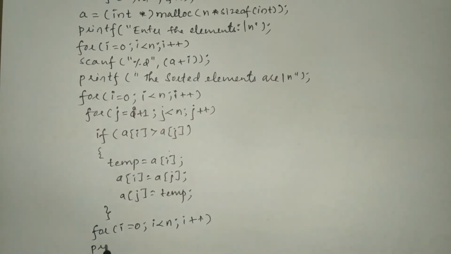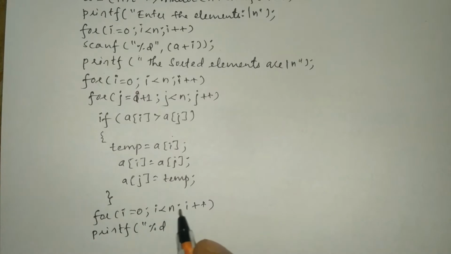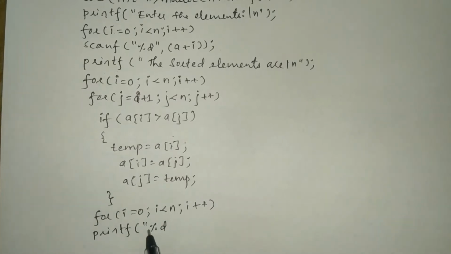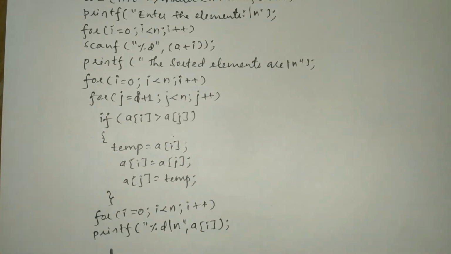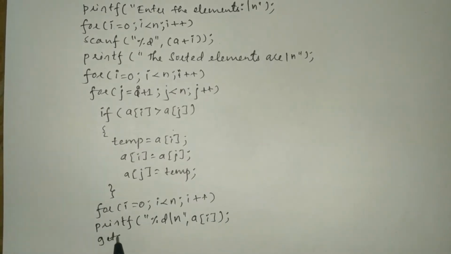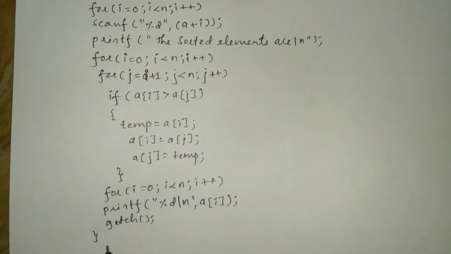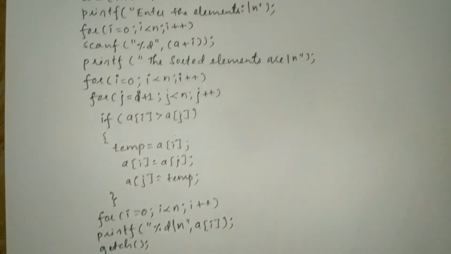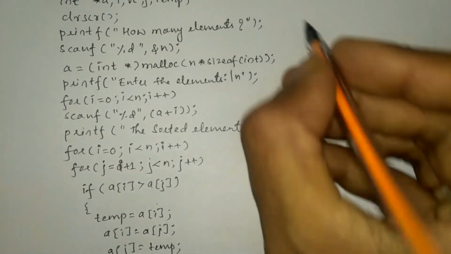So here I'll write a printf statement: printf, in double quotation marks, I'll write %d format specifier, backslash n, end the double quotation mark, comma, a of i, and put a semicolon. So here we'll write the getch function and then the curly closing brace for the main function. So let us take an example and see how exactly this program works.